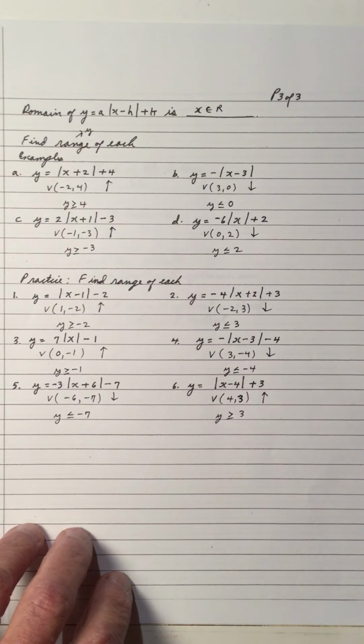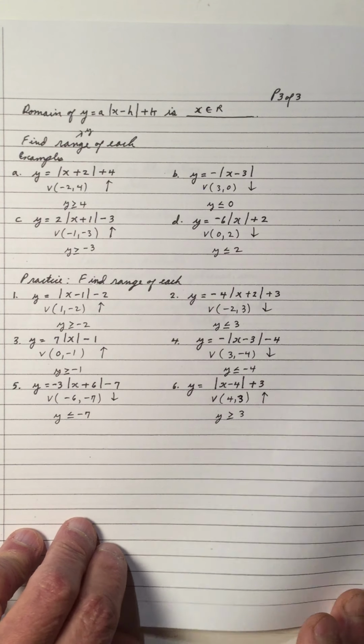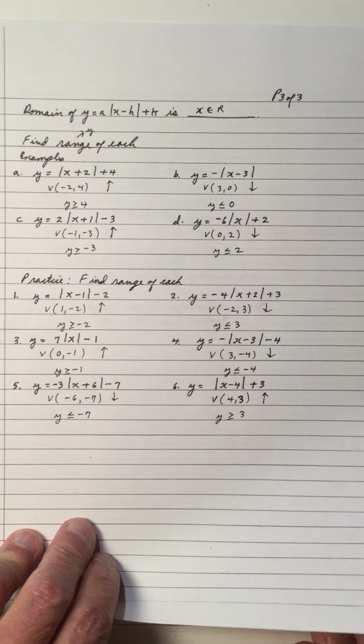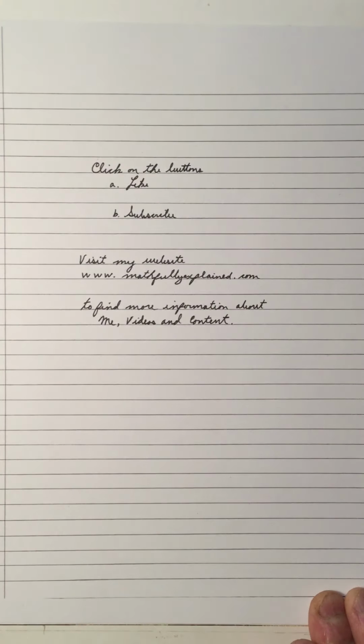And so there's a review on applying the vertex to find the domain and range. We need that when we go to graph our absolute value by using the vertex.